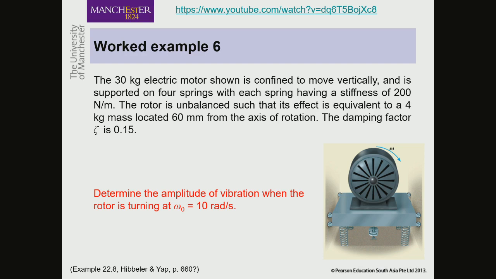So we have a 30 kilogram electric motor confined to move vertically. So the motor can only have a motion in vertical direction, which is quite an important part of this solution. We have 4 springs and 1 damper here. We know the spring stiffness. We also know the damping factor zeta, which is 15% or 0.15. We need to find the amplitude of the vibration when we have a specific omega zero, which is given as 10 radians per second.